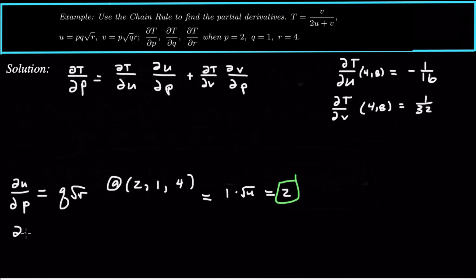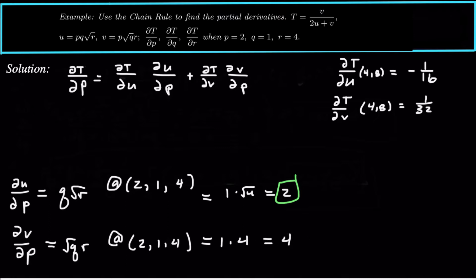And we also need partial v, partial p. That's the last part of our partial derivative. So partial v, partial p: differentiate this with respect to p. We get square root of q times r. And now I want to evaluate that at the point 2, 1, 4. That's going to be square root of 1, which is 1, times 4, which is 4. So these are our numbers that we need to stick into these 4 locations. So now these 4 locations are going to be negative 1 over 16.